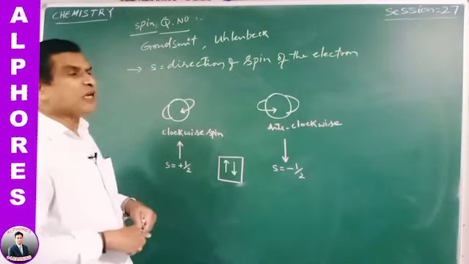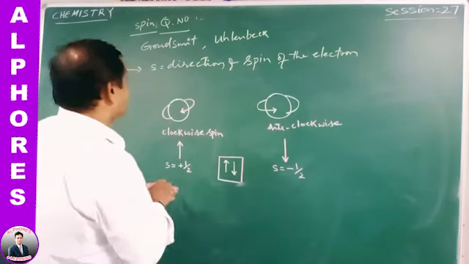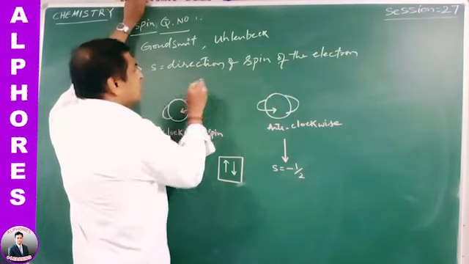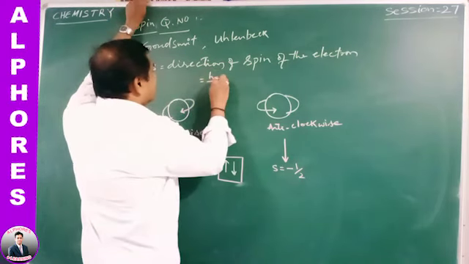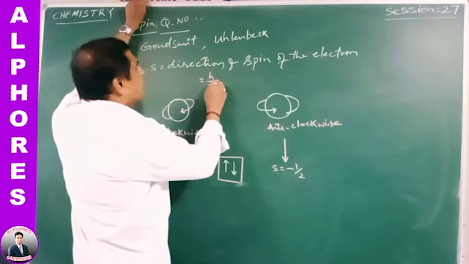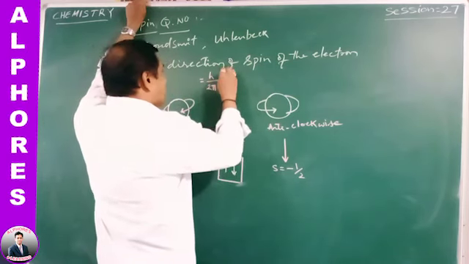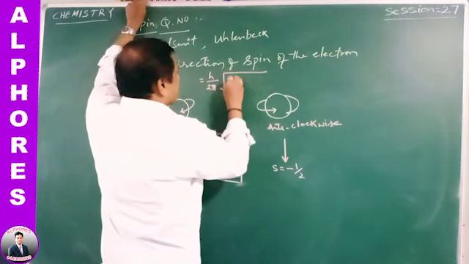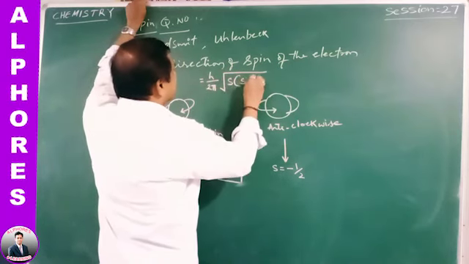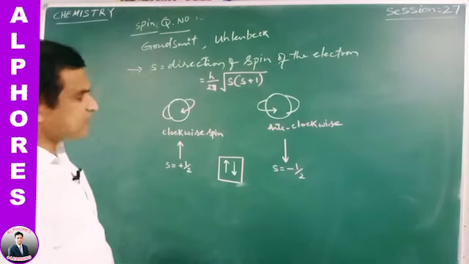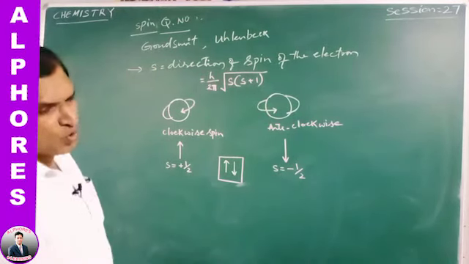Now, the angular spin momentum of the electron in the orbital is given by h/2π into √(s(s+1)). That represents the spin momentum of the electron.